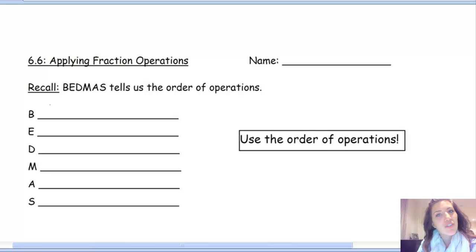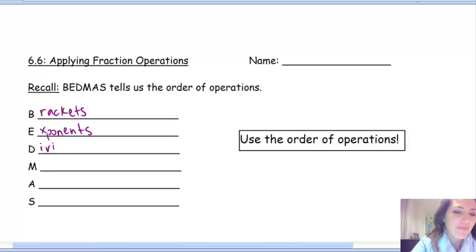And part of the order of operations we need to remember is this whole idea of BEDMAS. What does BEDMAS stand for? Well, the first one is brackets. Then we'll look at exponents. After that we look at division. And then multiplication. Now the division and multiplication can be in either order. We just want to go from left to right.